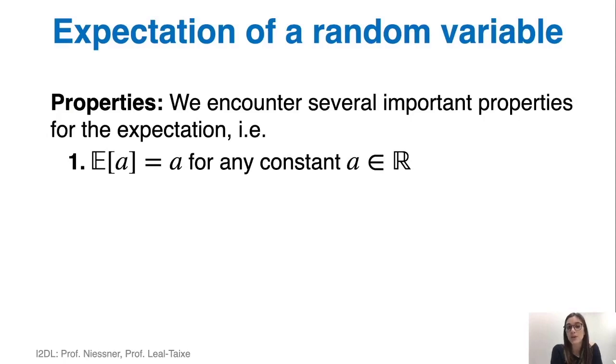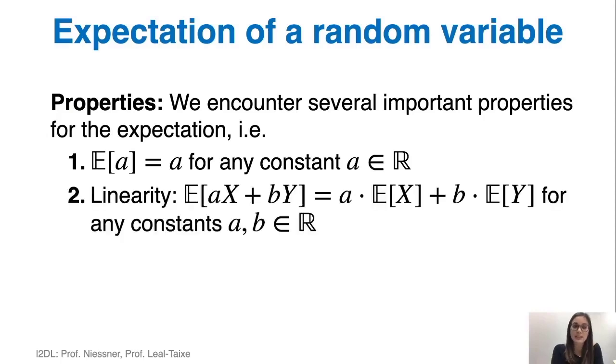So if you have a constant a, which is just an element of R, then the expectation of this constant is just the constant itself. And that makes total sense because in a constant you don't have anything random. The second property now is linearity. So the operation of expectation is linear.